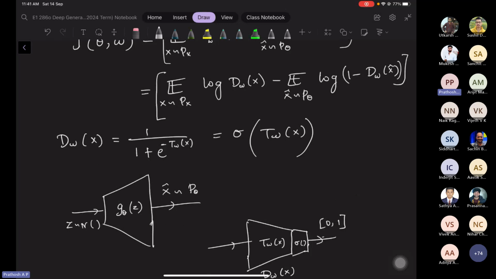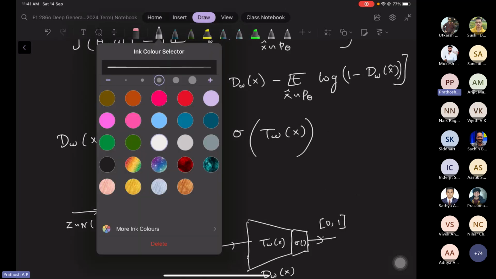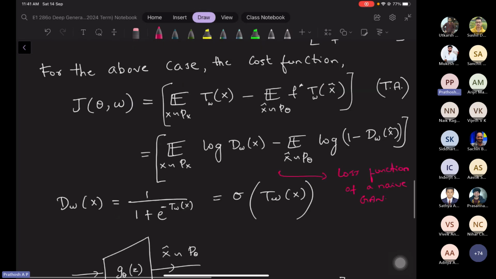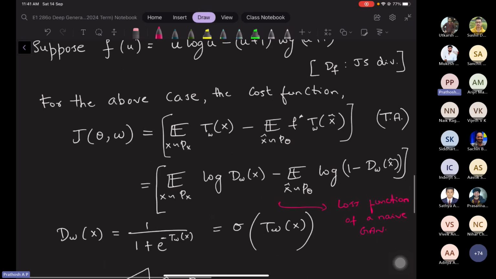If you notice, this is the loss function of a naive GAN. If you look at the blog posts, they would say that this is the loss function of a GAN. It actually comes from here. This is the usual f divergence minimizer, the loss function that we have, and if you plug in that particular f star, you will understand. I will show you the f-GAN paper. I've done that in my notes also. Just have a look at it.